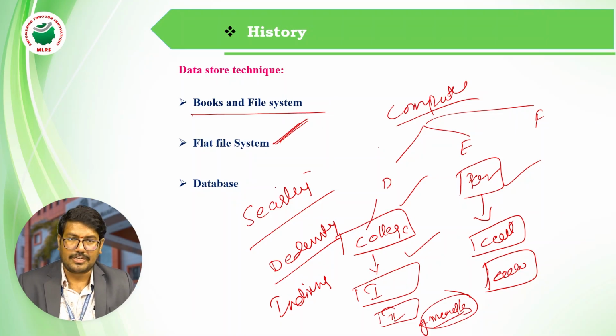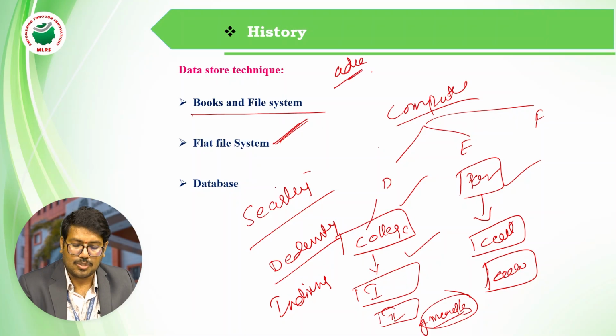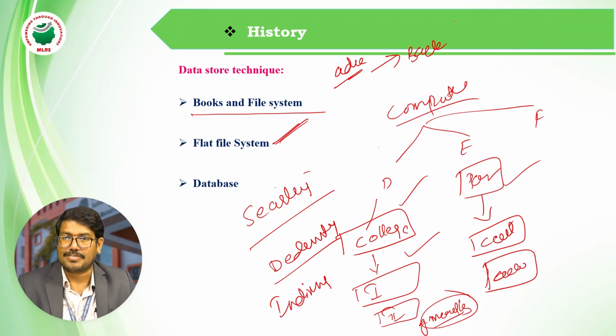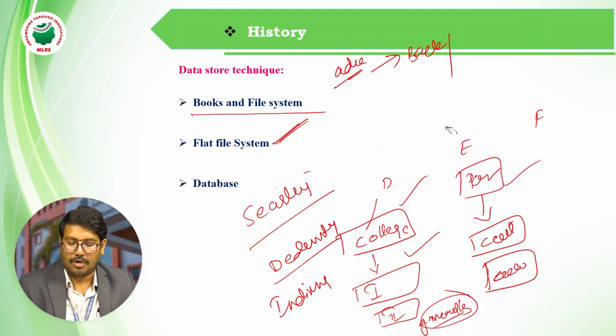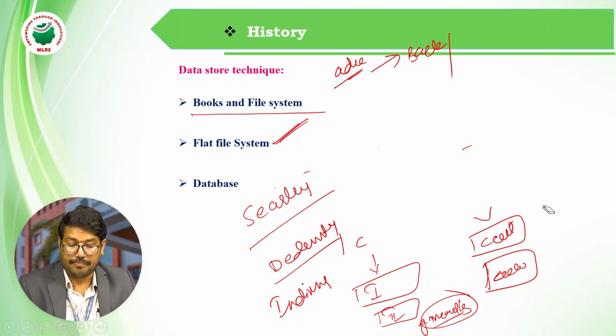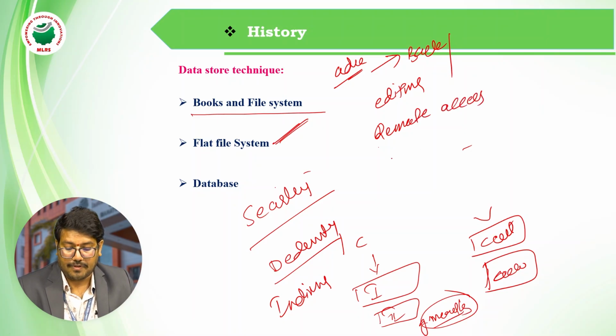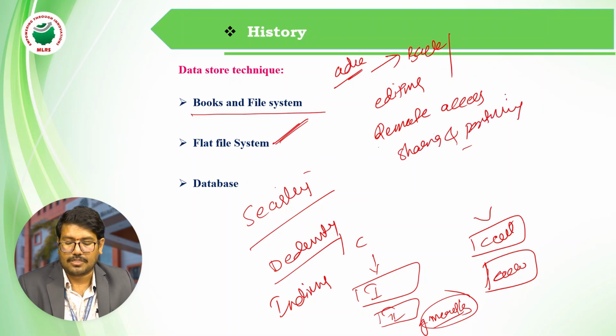So nowadays, in the computers we are using, this flat file system has a couple of advantages. Let me talk about the advantages first. We have the advantage of backup. I can take a backup, and whenever I change my system, I can reuse it. Addition or modification, the editing option, is there. I can even access it from other places, so remote access is possible. And I have the option of sharing and portability. These are the advantages of this flat file system.